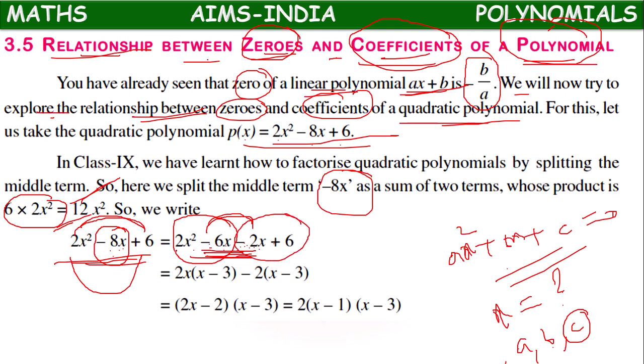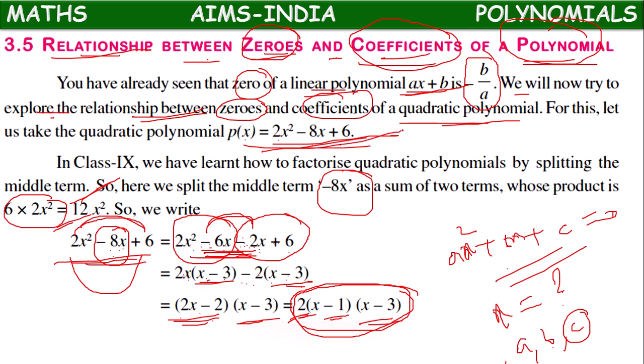In the first group, let's take 2x common, x will remain, minus 3 will remain. In the second group, let's take minus 2 common, x will remain, and because of the minus common, the sign will change, minus 3 will remain. Again, x minus 3 is common from both. Taking x minus 3 common, 2x remains here, minus 2 remains here, so 2x minus 2. From this we can take 2 common: 2 into x minus 1, x minus 3. This is the factorization, these are the factors of the given quadratic polynomial.